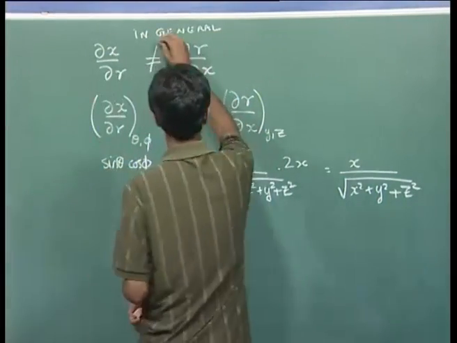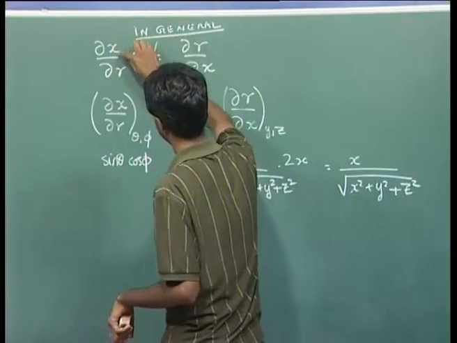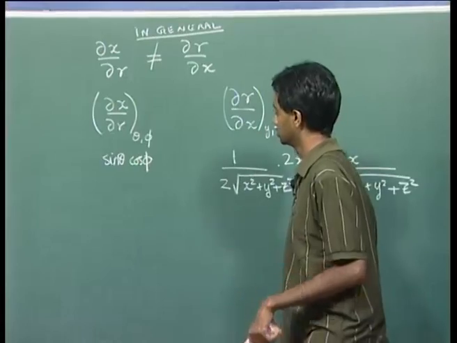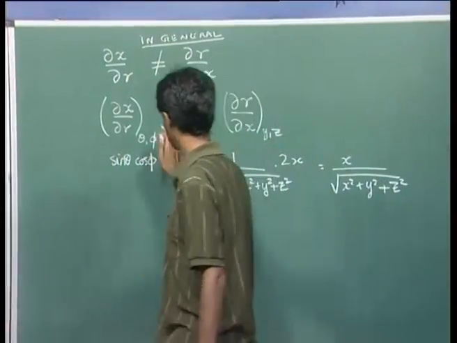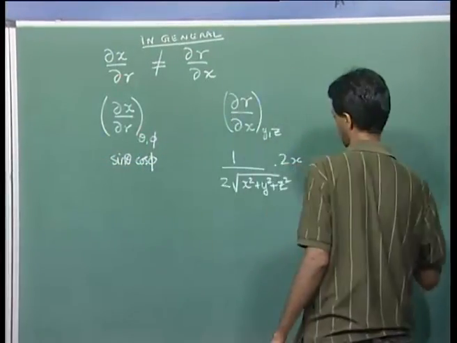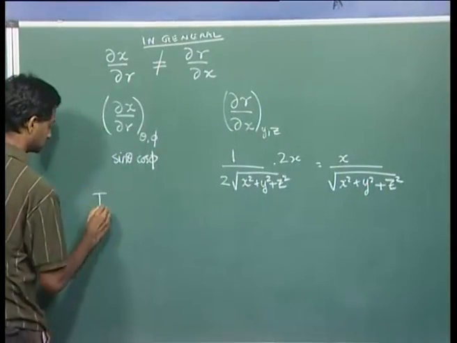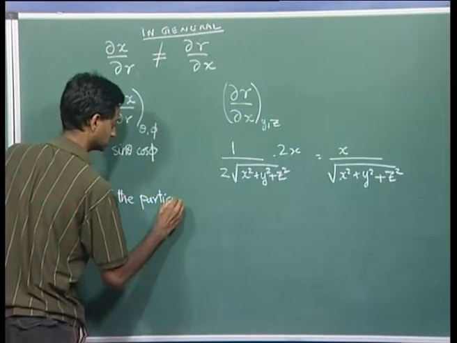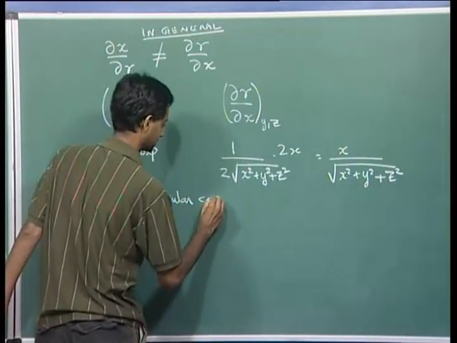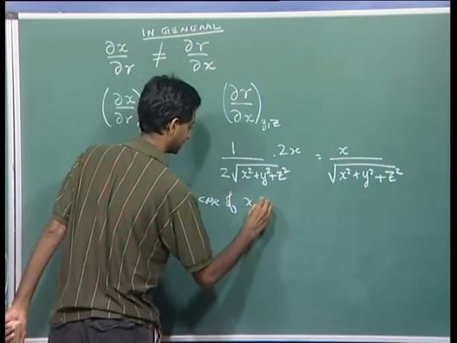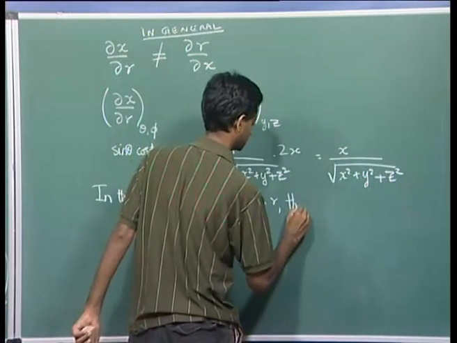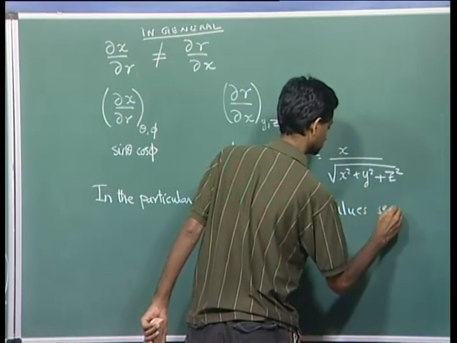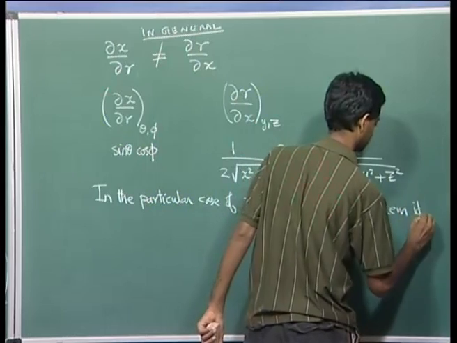Okay, so that is why I am emphasizing that in general, you take the derivative of one quantity with respect to another, and you do the same partial derivative, you won't get the same answer. But in the particular case of x and r, these values seem identical.